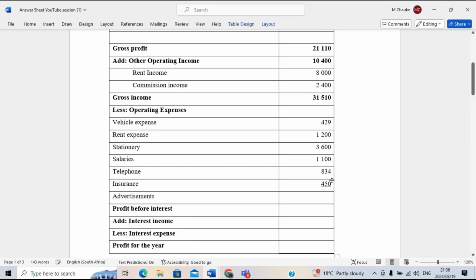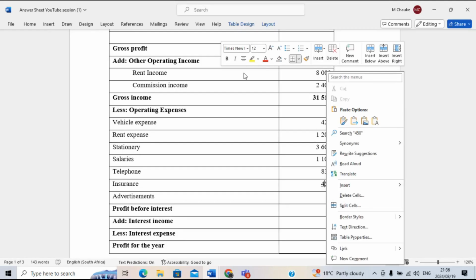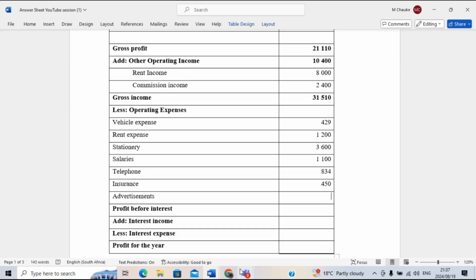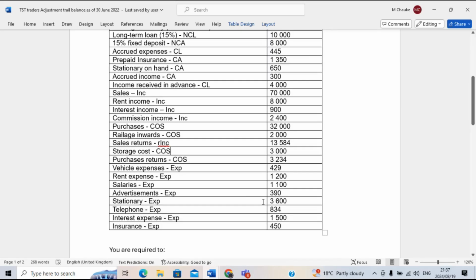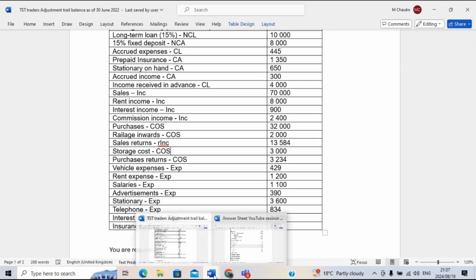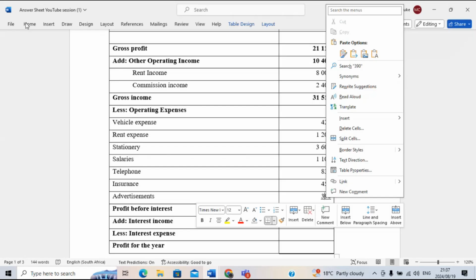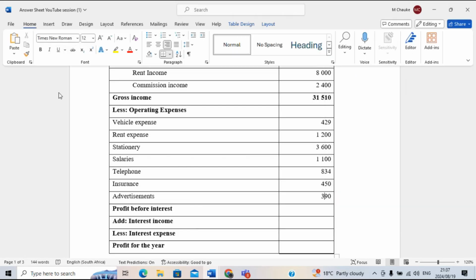And then insurance is 450 there. And then advertisements. Advertisements is how much? 390. So how much are the expenses now? I think we are done with expenses now. You guys can just put a calculation in there and tell me how much it is. How much are our expenses?